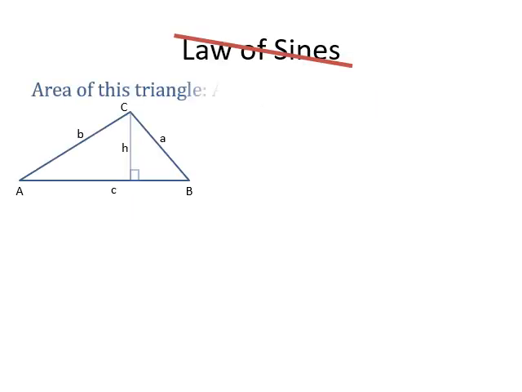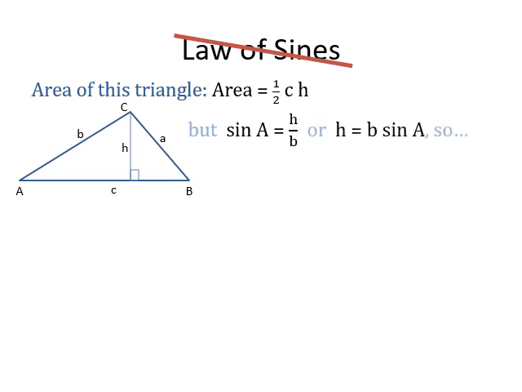Before we even get to law of sines, let's develop a formula for the area of a triangle. We know the area of a triangle is 1/2 base times height. For this particular triangle, the base I've drawn on the bottom, that's c, and the height is always perpendicular to that base. We've marked that as h. So 1/2 c h, or 1/2 base times height.